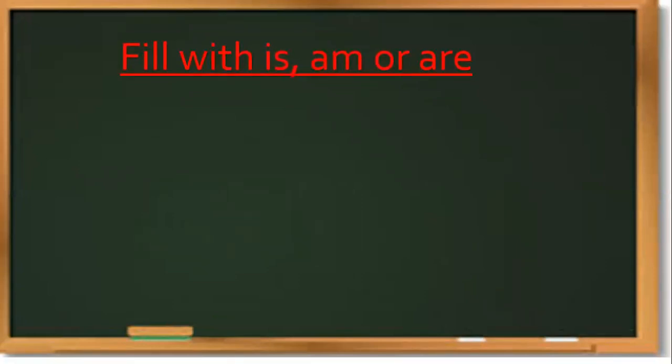And then let us see some exercise. Fill with is, am, or are. Number 1. John dash sleeping. Here John is a boy and it refers to a singular form. John, only one name is here, isn't it? So John refers to a singular form. Singular form means we want to use is.